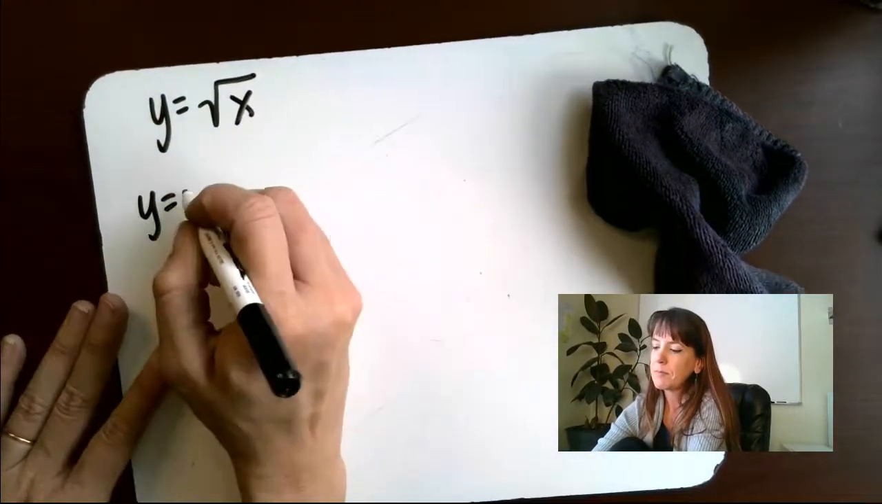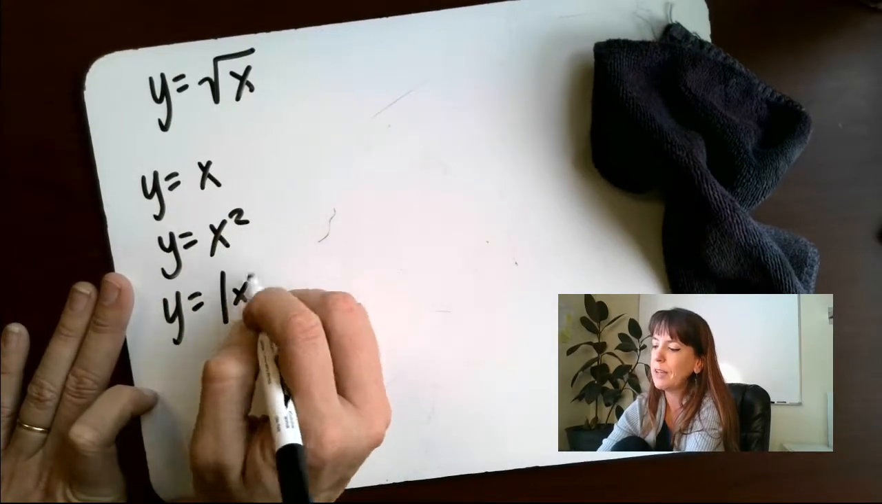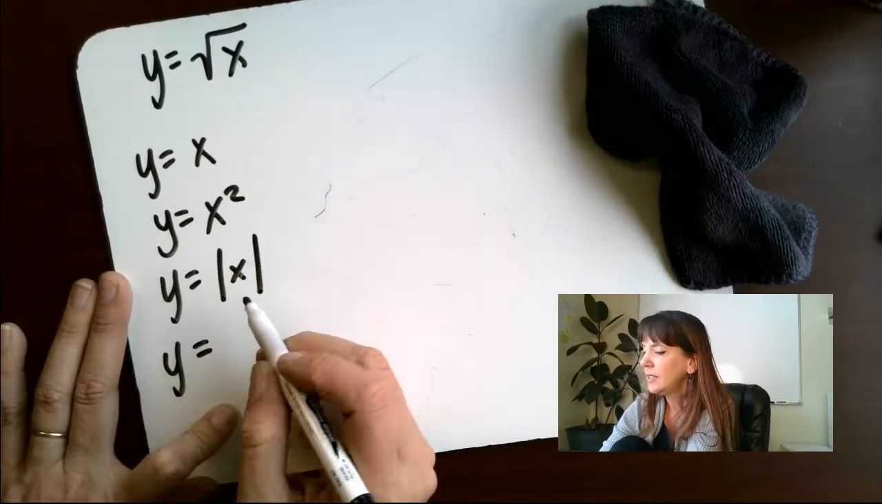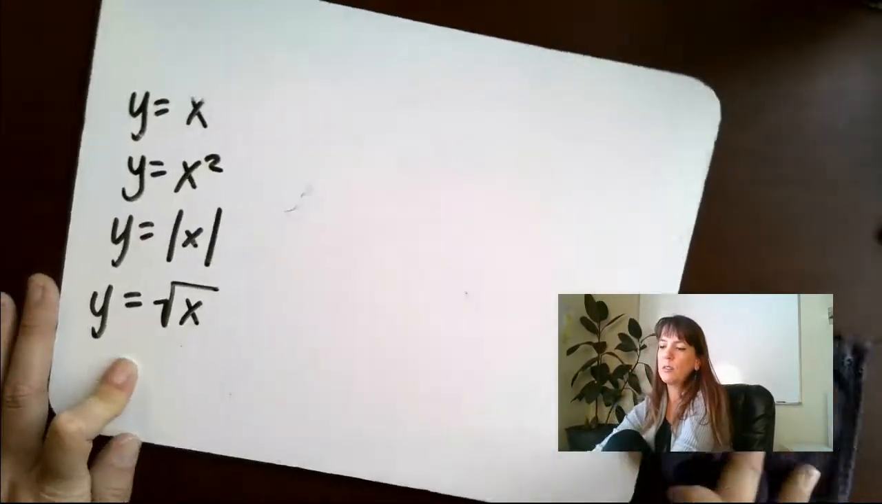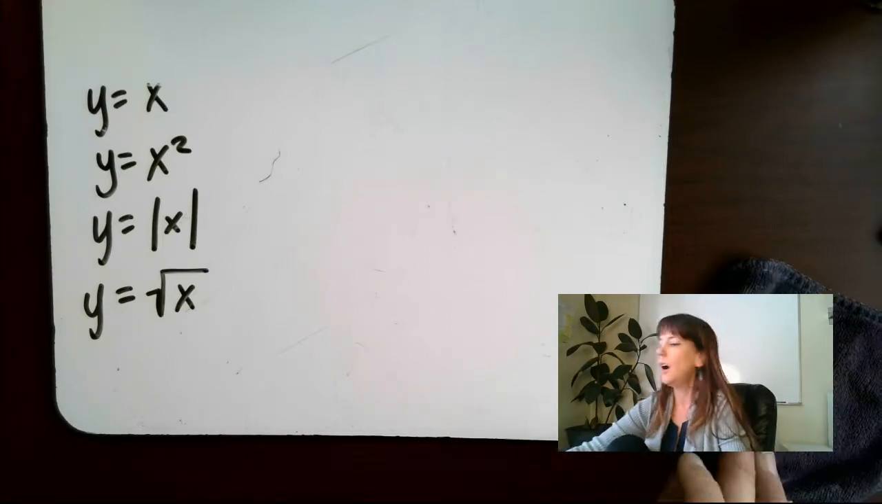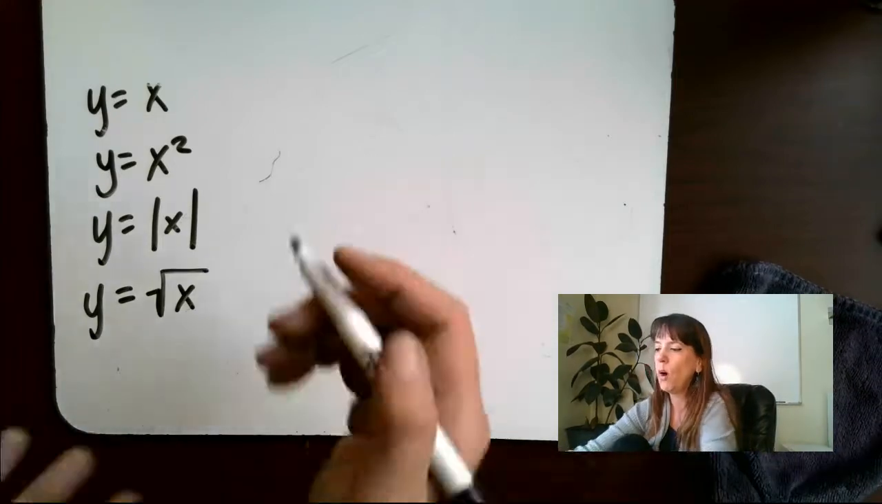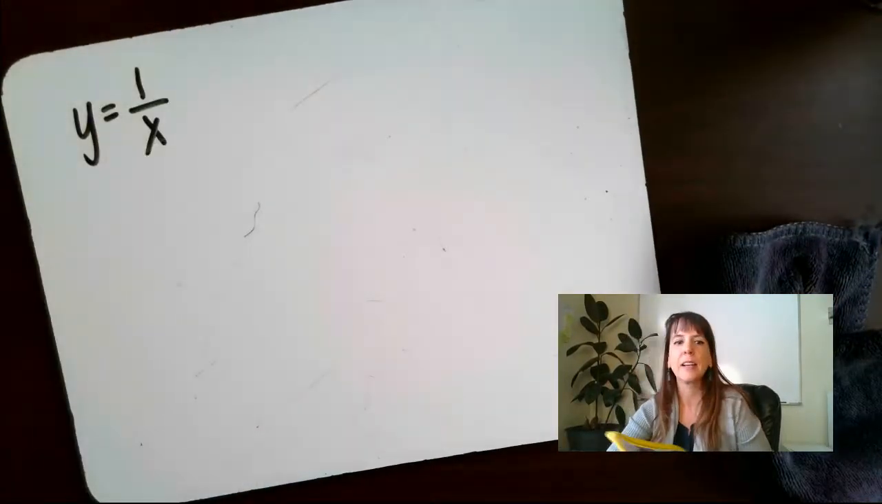So now we have y equals x, y equals x squared, y equals absolute value of x, y equals square root of x, right? So these are what we have so far, and they can all be manipulated the same way. A couple more. Y equals 1 over x.